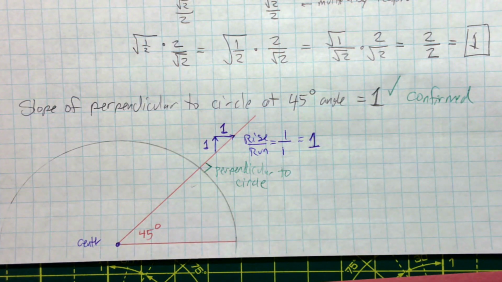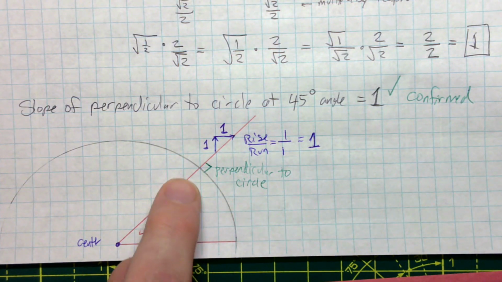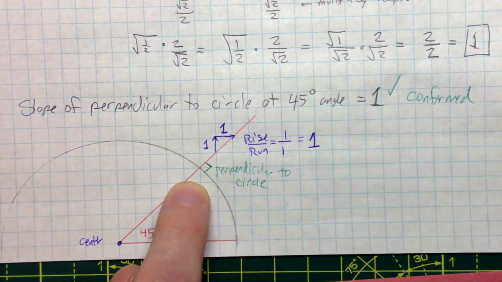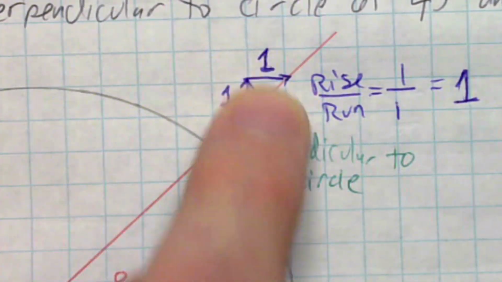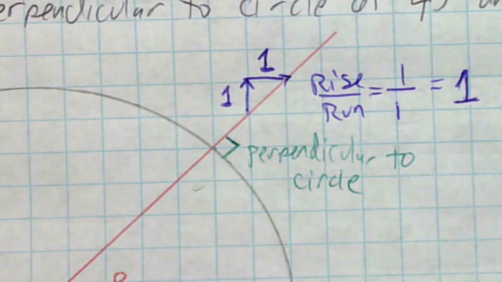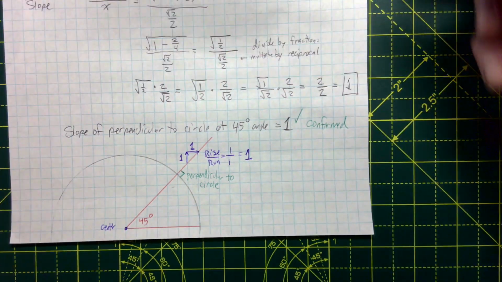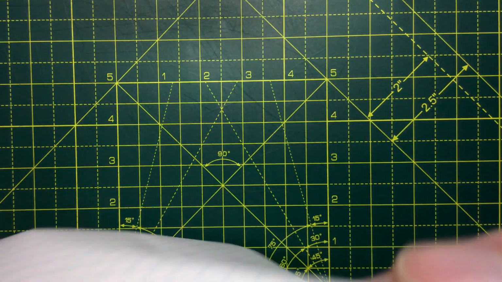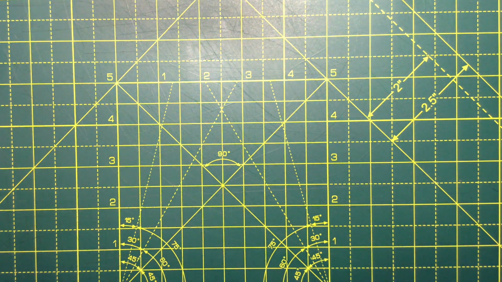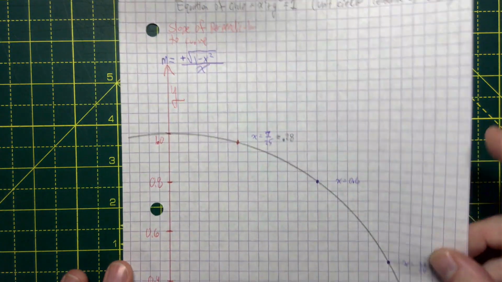And so here it is drawn out a little more precisely. All right, this red line is the perpendicular to the circle, and it does in fact have a slope of 1 over 1, or a slope of 1. All right. So what we're going to do is we're going to try this with a couple more points, and we're going to use our spreadsheet to streamline the process a little bit.